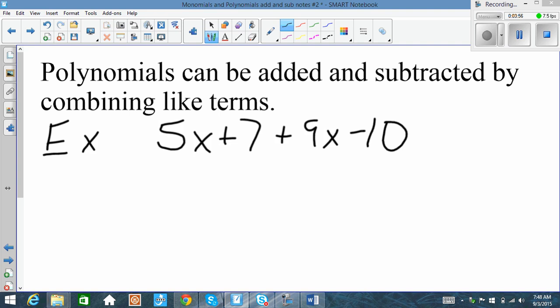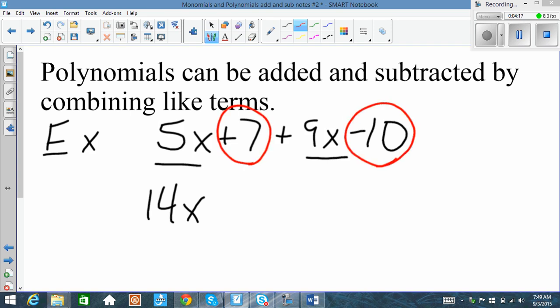then what you would do is you would find the like terms. So in this particular example, the 5x and the 9x are like terms. So 5x plus 9x is a total of 14x. Then we have the constants of 7 and minus 10.